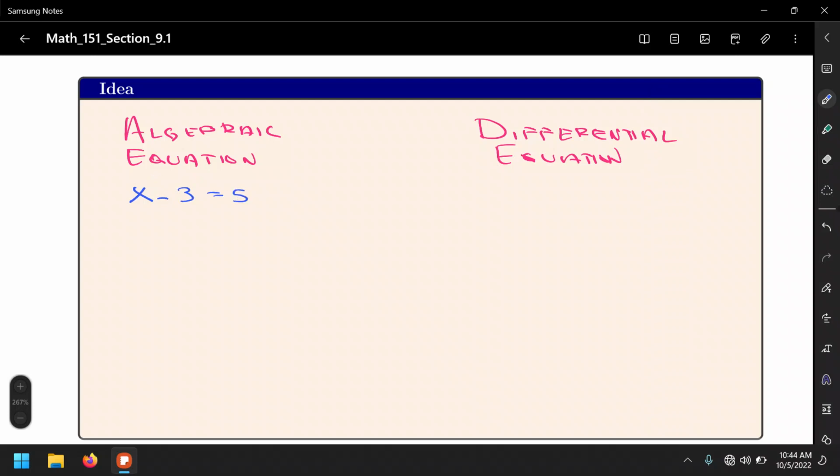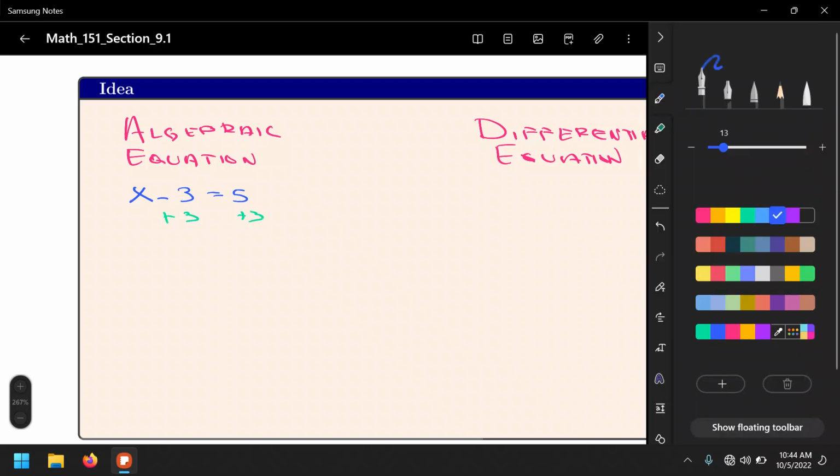So the idea of solving an algebraic equation is to find the value of x that makes this statement true. In other words, what number minus 3 equals 5? Well, it's easy to guess at this point. However, when we first learned this, what we did is isolate the x by doing the inverse operations with the terms that we had besides the x. So add 3 to both sides to get x equals 8.